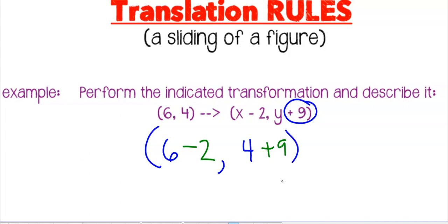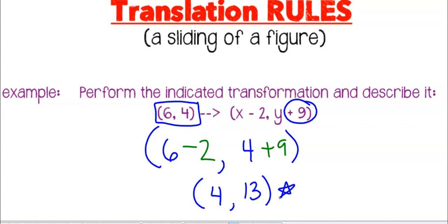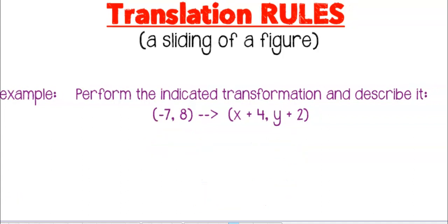Once we compute these two mathematical expressions, we'll be done. So the final answer will be 4 and 13. So the point 6, 4, when translated 2 units left and 9 units up, will have a new coordinate of 4, 13. Let's take a look at another question.